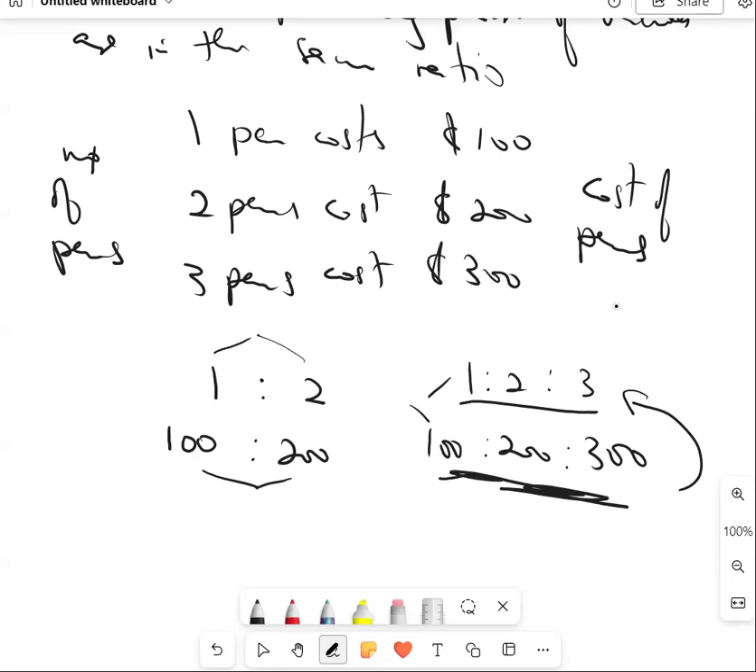Because the ratios are the same, then we can say that these two quantities, the number of pens and the cost of pens, are in proportion, right?